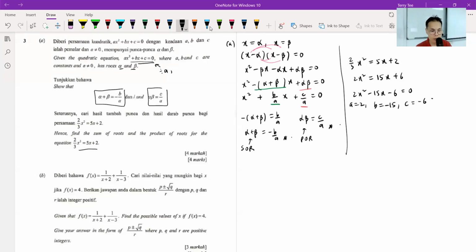And with that, we can find our SOR, my sum of roots, maybe I can write alpha plus beta. I'm using the result here, sum of roots is minus B over A, which is 15 over 2. My POR, or my product of roots, which is alpha beta, is C over A, negative 3. Right.